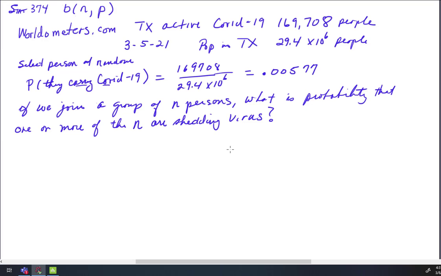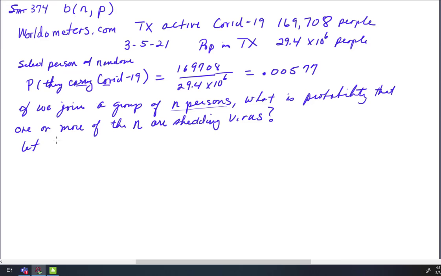So that's a pretty straightforward question. We join a group of N persons, and so after we join there are N plus 1, but we'll assume we know that we're negative, and so we're just really concerning ourselves with the group that we join, the N persons that we join. What's the probability that one or more of these people are shedding virus?